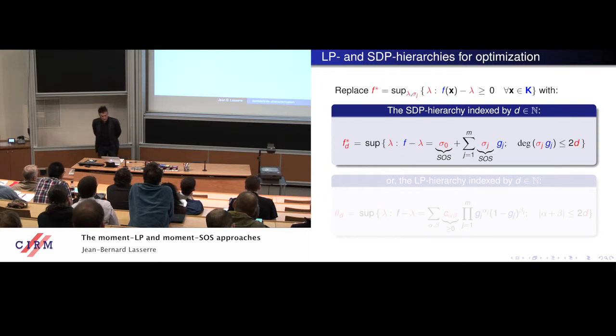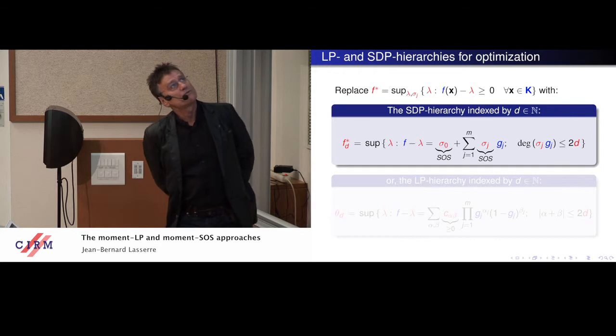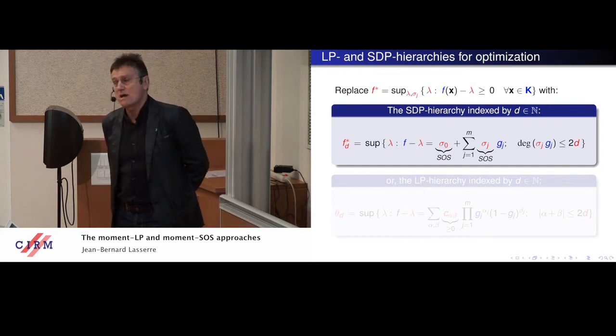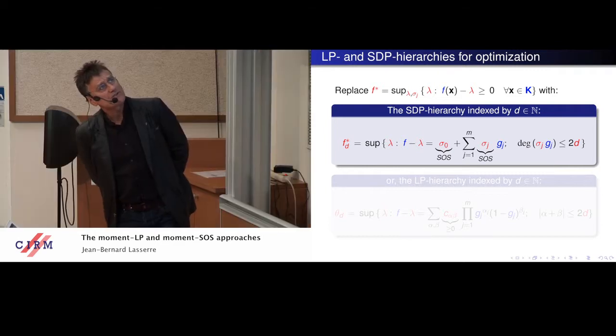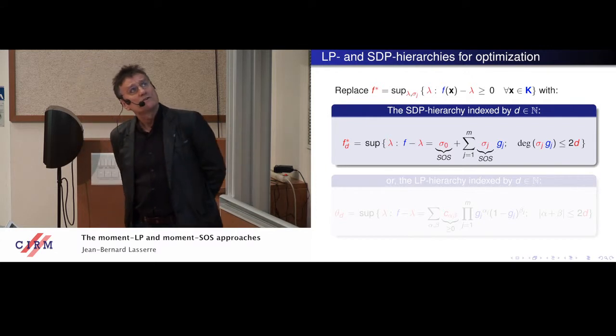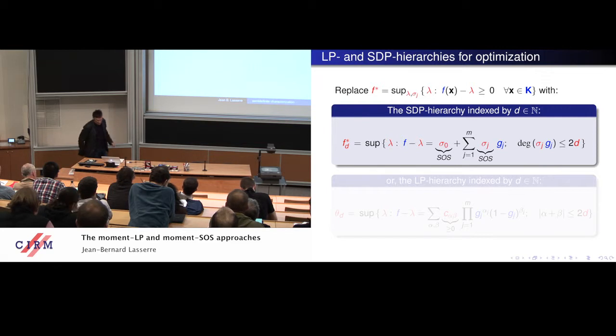So for example, for optimization, what are the LP and SDP hierarchies? Remember that the rephrasing of what is a global optimum f star would be the same thing as finding the maximum lambda, a scalar, such that the polynomial f of x minus lambda would be non-negative on K. And you try to find the maximum lambda for which this is true. So the SDP hierarchy is just to say, well, you replace the f of x minus lambda non-negative on K by the positivity certificate, and you have the choice of either choosing the SOS-based one or the LP one. If you choose the SOS one, this would give you a hierarchy of SDPs.